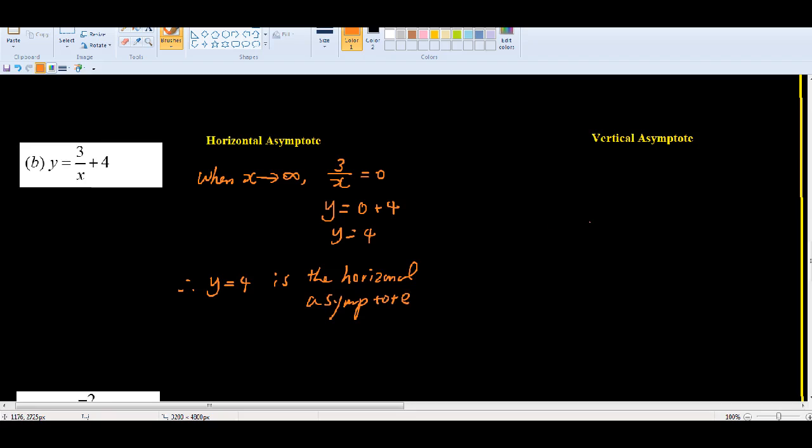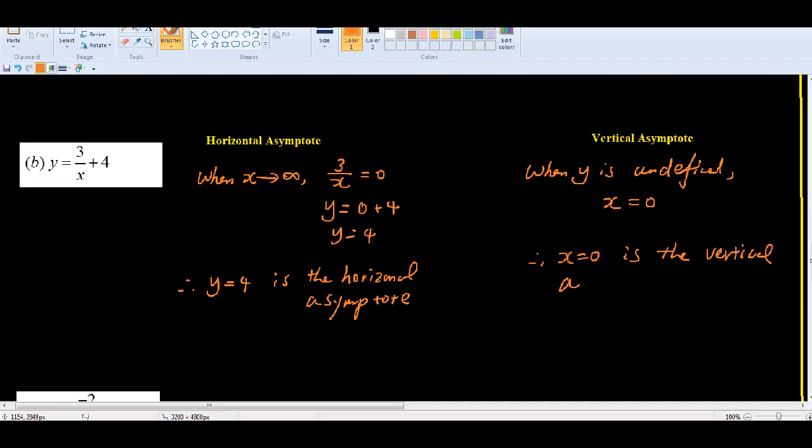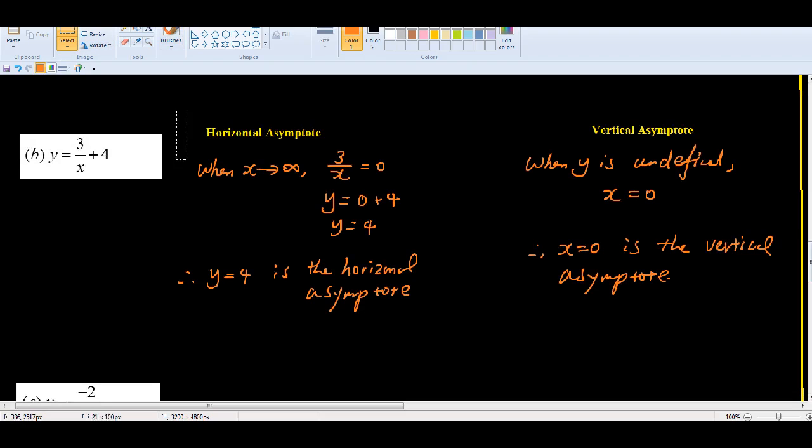Okay, so how to find the vertical asymptote? For vertical asymptote, you need to make y undefined. So when y is undefined, you have to make x equals 0, because the denominator must be 0. So this time x equals 0 is the vertical asymptote. Alright, so that's it. Let's move on to the next one.